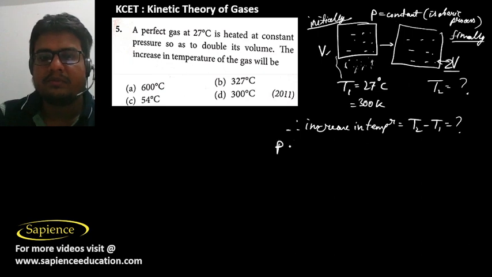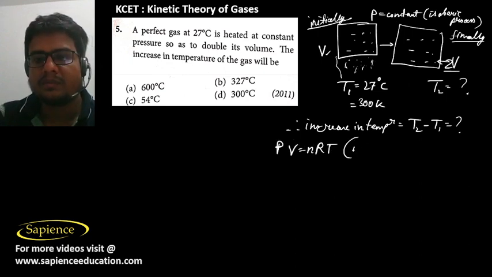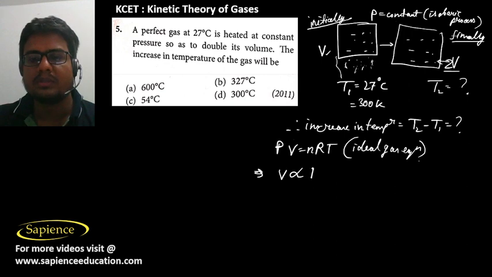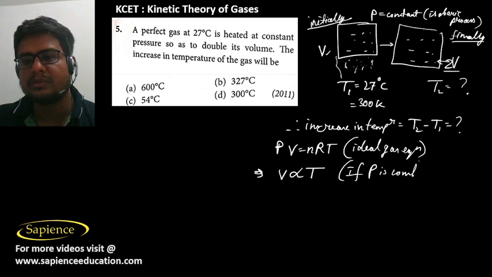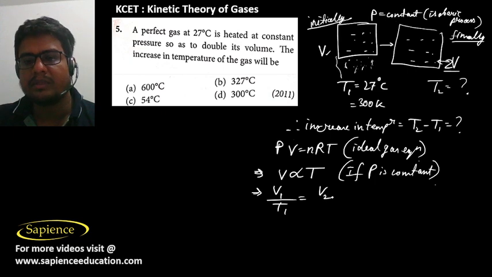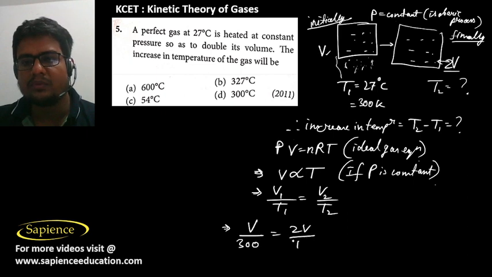Since we know that PV equals nRT, which is the ideal gas equation, when pressure is constant, we can say volume will be proportional to the absolute temperature of the gas. So V1 by T1 will be equal to V2 by T2, since V by T will be constant. So volume initially was V, and T1 was 300, and V2 is 2V, and T2 we have to find. So V and V will cancel out. So T2 is equal to 600 Kelvin.